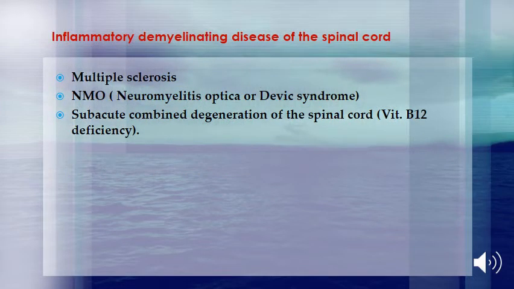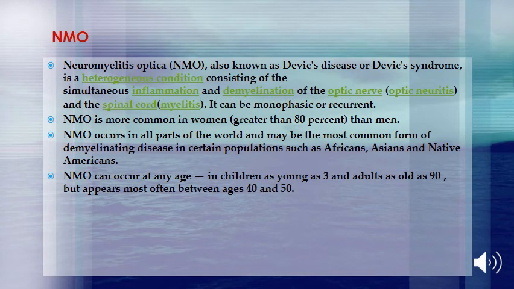What are the spinal cord diseases? The spinal cord disease may be inflammatory demyelinating, vascular, degenerative, or a tumor. We start here with the inflammatory demyelinating diseases of the spinal cord, which consist of multiple sclerosis, neuromyelitis optica, and subacute combined degeneration of the spinal cord, like vitamin B12 deficiency. I start with neuromyelitis optica because multiple sclerosis we discuss in its own, another lecture.